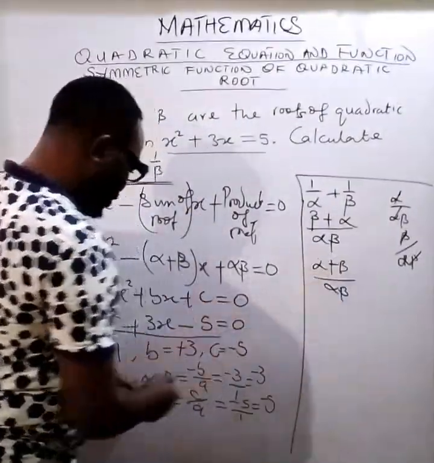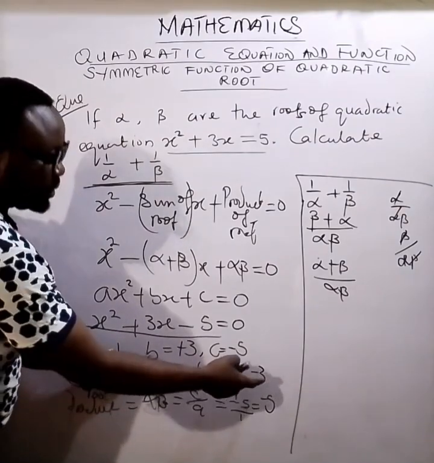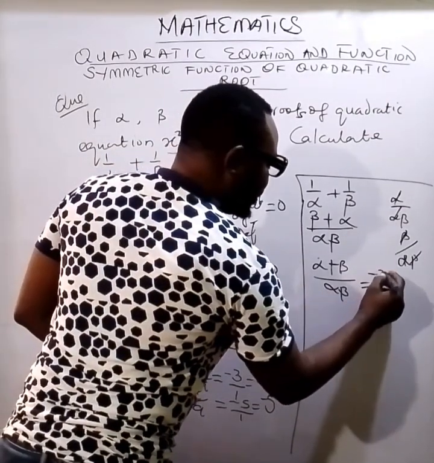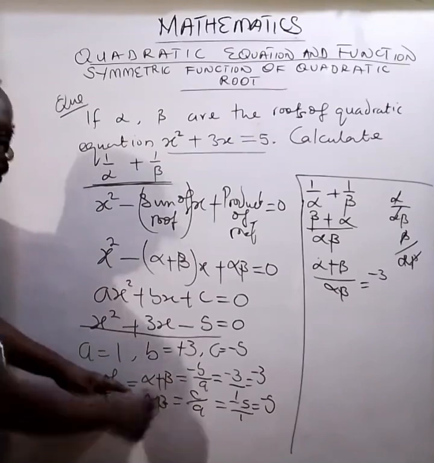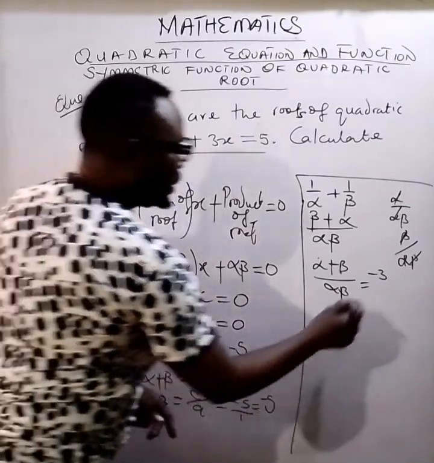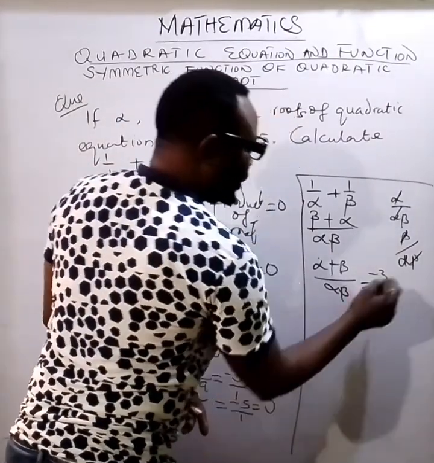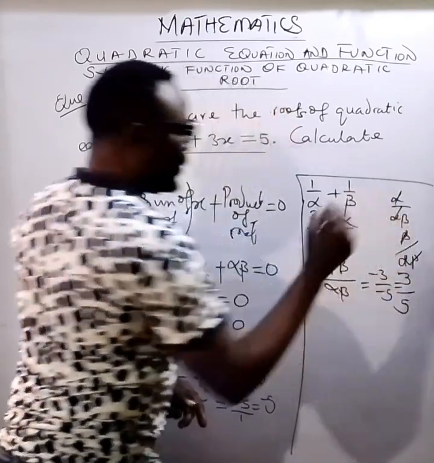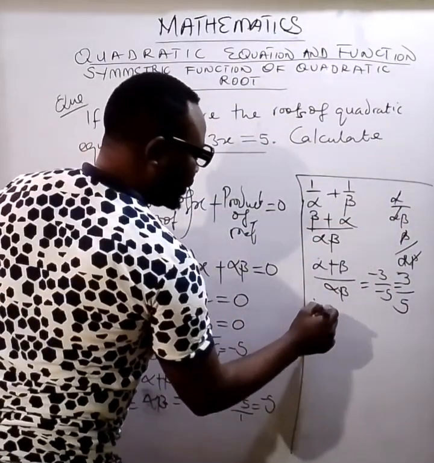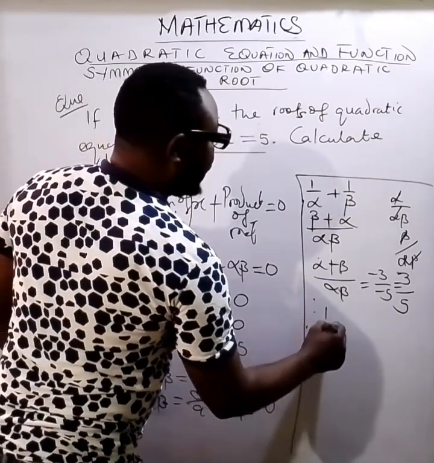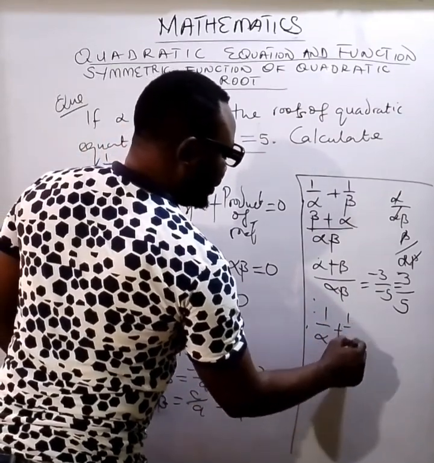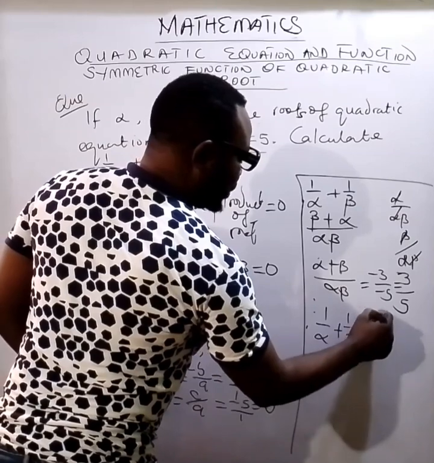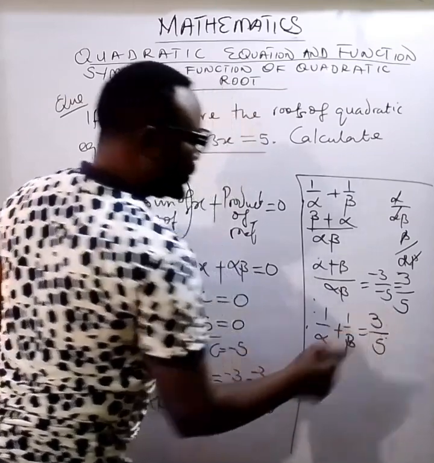This is obviously the sum of the roots that we have gotten here, which is minus 3. And the product of the roots here is minus 5. So this is 3 over 5. Therefore, 1 over alpha plus 1 over beta is equal to 3 over 5.